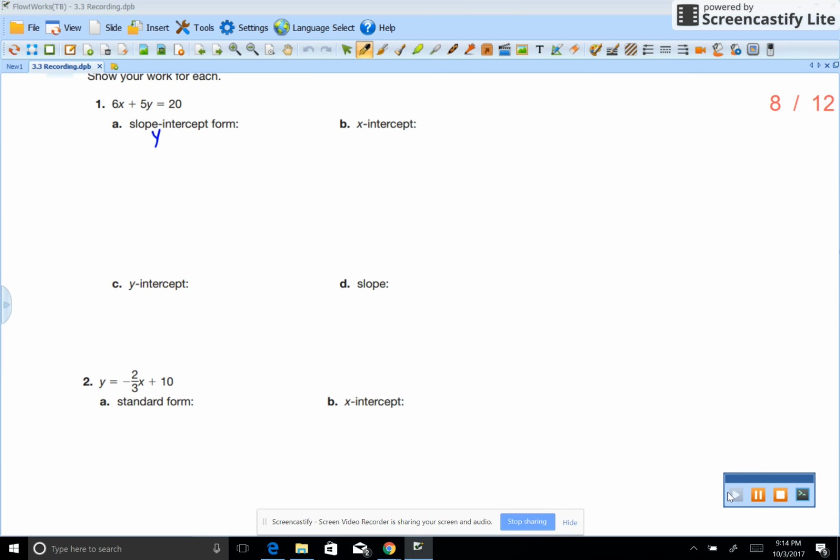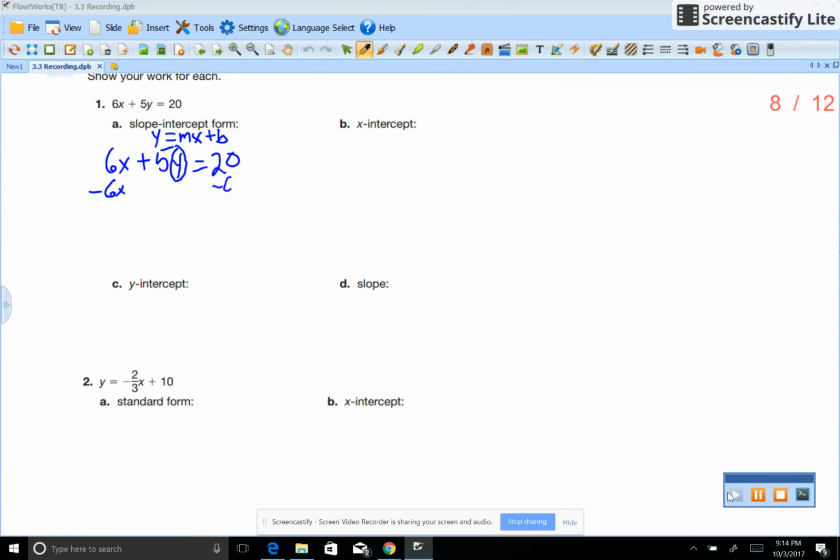Okay, we're going to look at how to go from standard form to slope intercept form. Slope intercept form is y equals mx plus b. We're given equation number one in standard form, 6x plus 5y equals 20. That's when the x and y are on the same side. To get slope intercept form, we want to get the y by itself, so we want to isolate the y.